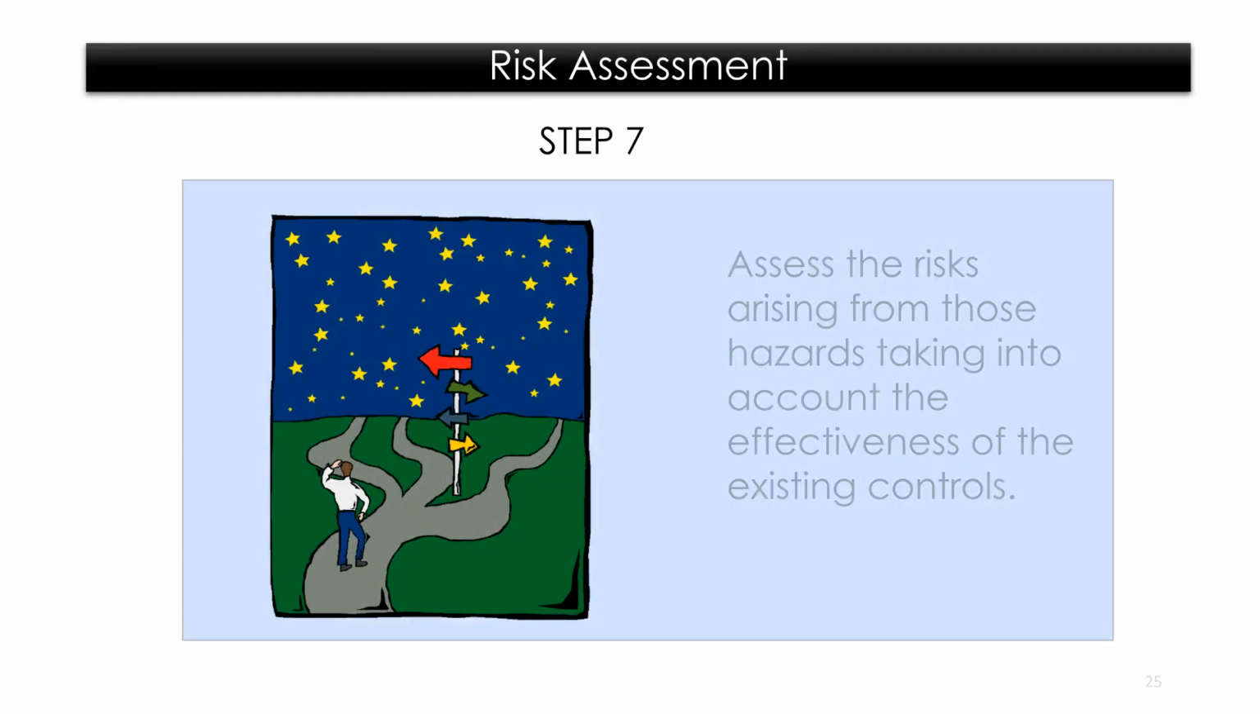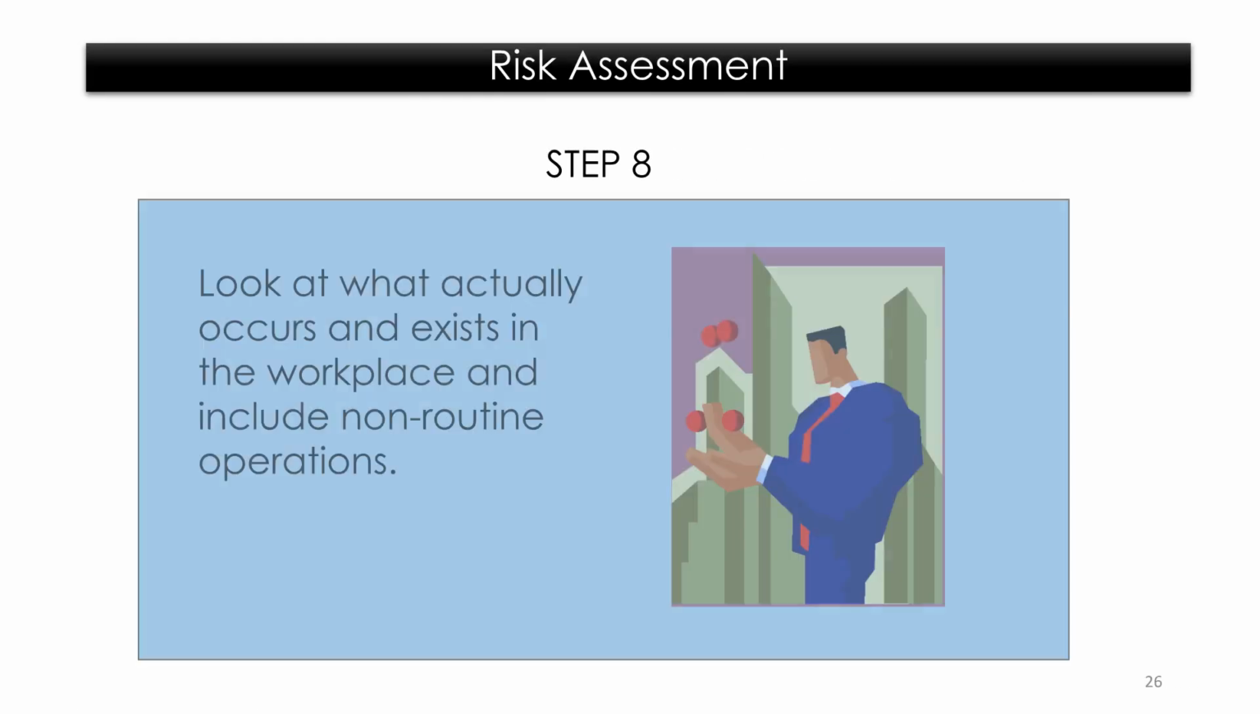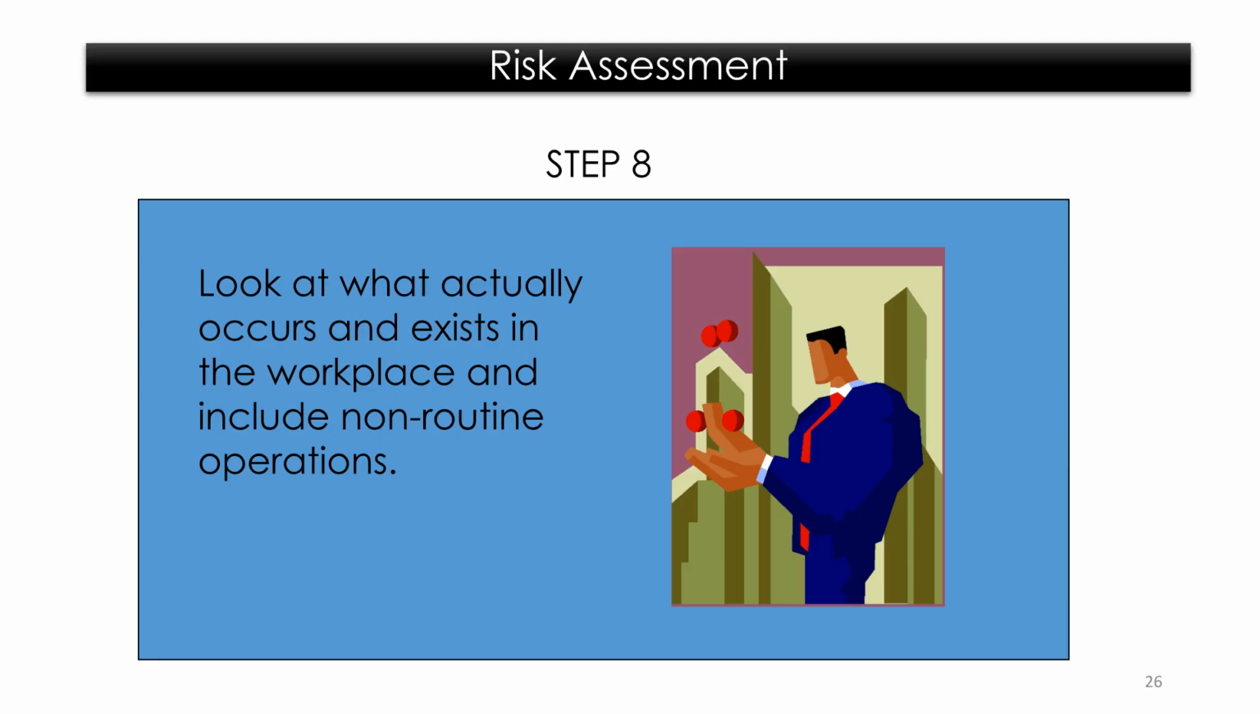Step 7 requires you to assess the risks that arise from those identified hazards. This assessment must consider the effectiveness of any existing control measures currently in place. Step 8 focuses on what actually occurs and exists in the workplace. Remember to include non-routine operations, as these can often introduce unexpected hazards.